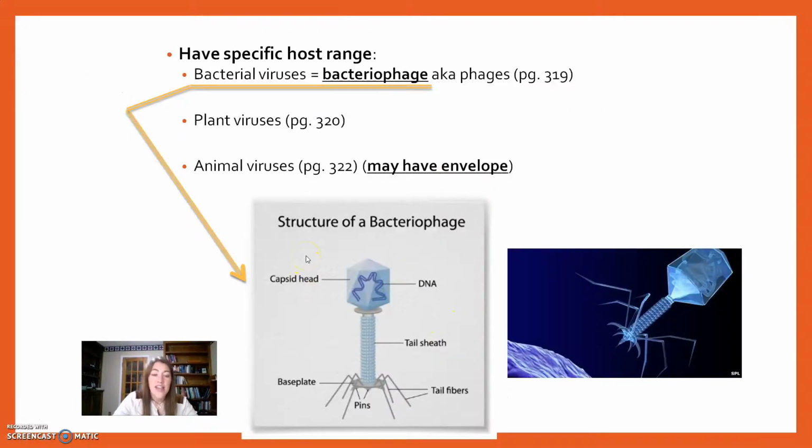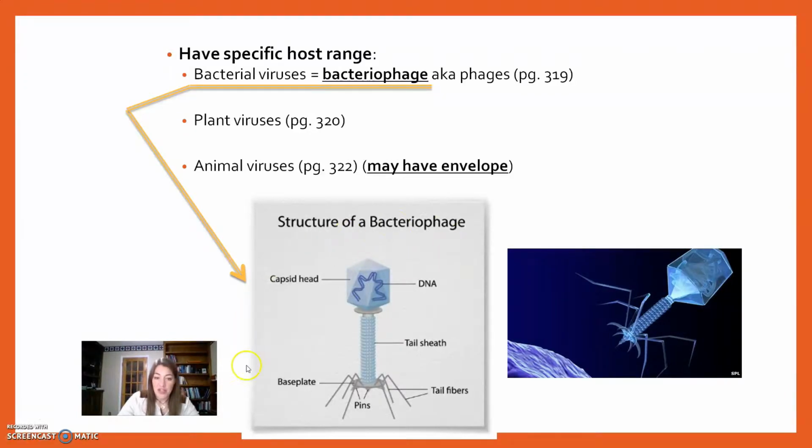Now, all viruses have what we call a specific host range, and we're going to be talking about a couple of those. But I want to talk first about the bacterial viruses. Bacterial viruses are called bacteriophages, or also just phages. We also have plant viruses and animal viruses.